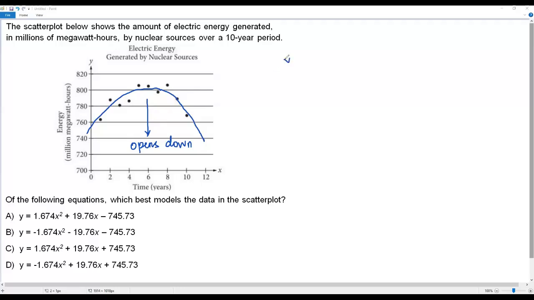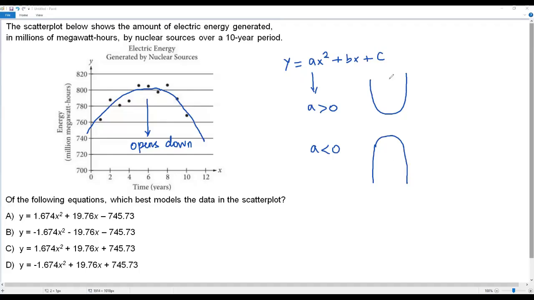Okay, so let's consider a quadratic function, that is y equals ax squared plus bx plus c. Here a is called the leading coefficient, which is the coefficient of x squared. If the value of a is positive, that is greater than 0, then the parabola must open up. In case the value of a is less than 0, that is negative, then the parabola opens down. And also c represents the y-intercept, that is the value on the y-axis where the parabola intersects.